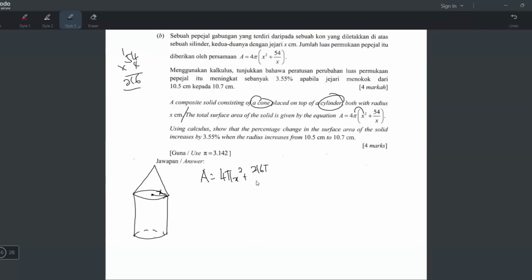But later I have to differentiate, so why not put the x on top? 216 pi x to the power negative 1, like that. So after expanding, I get this. Now what? Using calculus means using differentiation. Show that the percentage change in surface area of the solid increased by 3.55% when the radius increased from 10.5 to 10.7. Guys, later you must differentiate this.